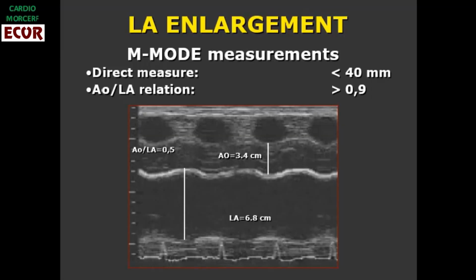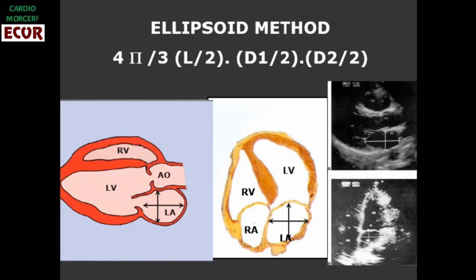The higher limit of this measurement depends on the population studied. It may be considered about 4 cm or 4.2 cm. You can also compare its size with the aorta. The aortic and left atrial relation would be abnormal if less than 0.9. I do not like this kind of relationship with only a single structure. It stands to reason that if the aorta is mildly enlarged, as often happens, one will not detect the left atrial enlargement.